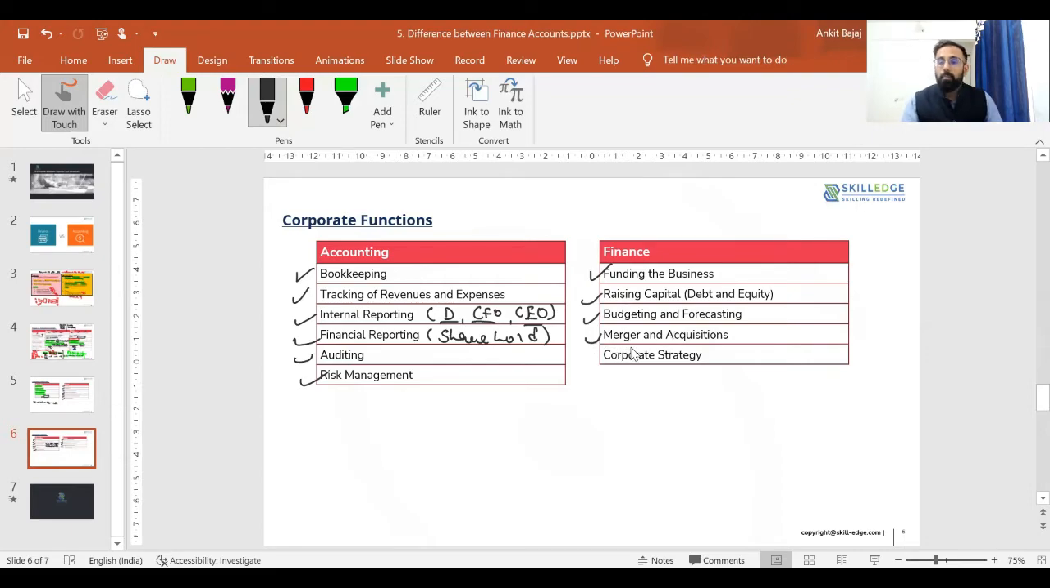Merger and acquisition: most of the time financial analysts are involved in mergers and acquisitions. If your company is acquiring some other company, you will be valuing that company, whether your company should acquire that company or not. You will be preparing corporate strategy. Corporate strategy generally means, suppose your company is a profit making company, you have to suggest when they should invest their money in other companies and when they should sell their securities of other companies. This is going to be your function.